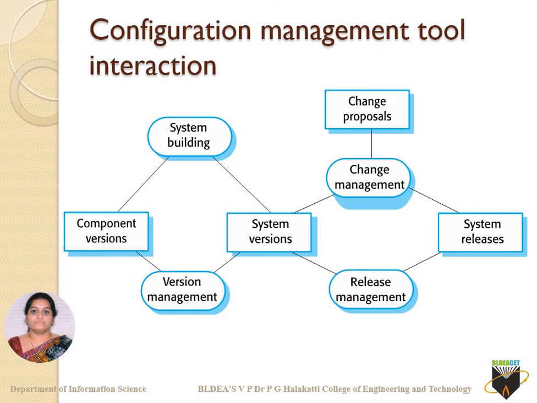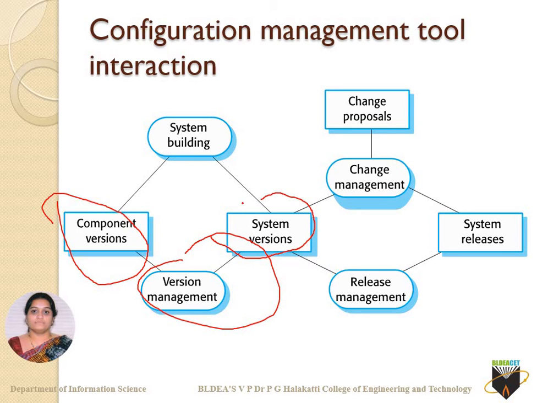So whenever I say configuration management tool interactions, whenever I say configuration management, I am concentrating on this. Keep in mind there are different component versions there. For every component version, I have different version management which I have to take into consideration. So whenever I manage version management, I am managing across the system versions. Whenever I look across the component versions and a system version, I'll be building my system. So when I rebuild my system, I'll have new system versions.